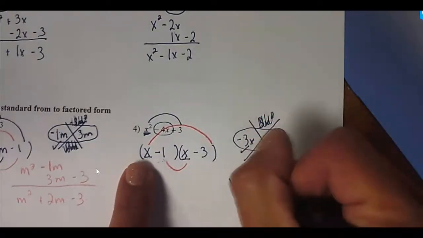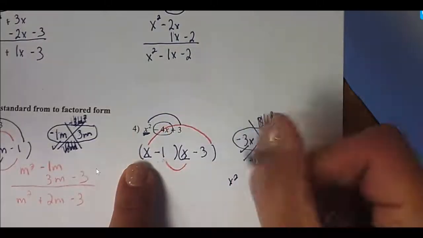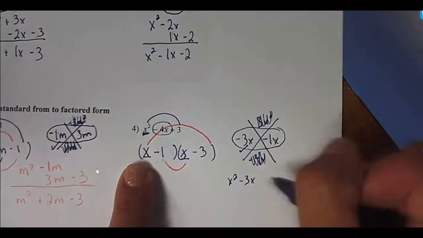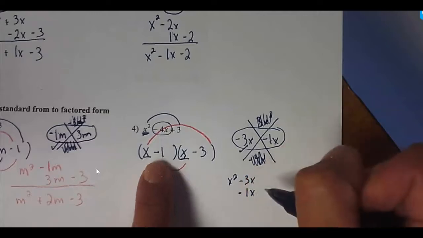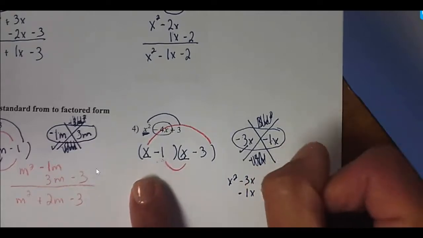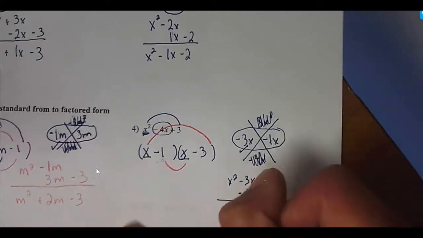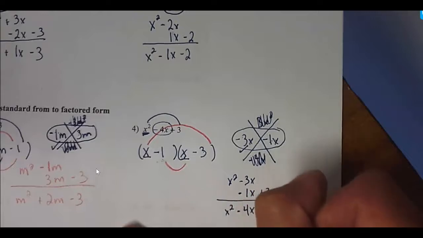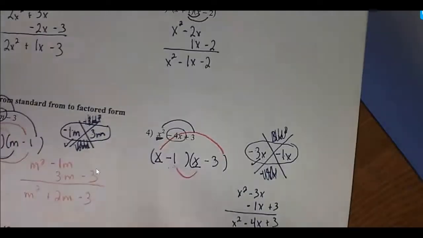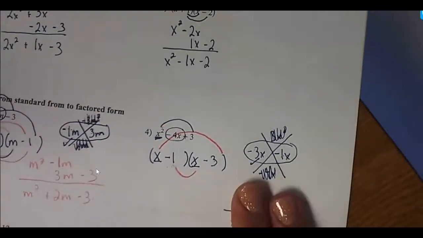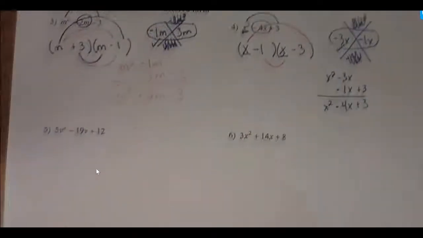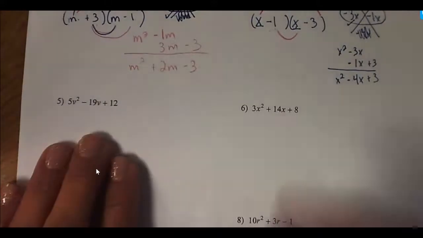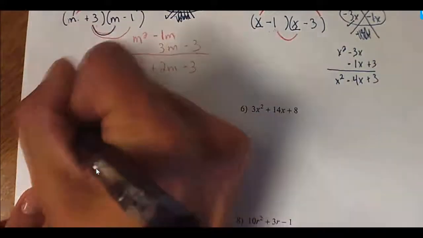So if I took the time and had these neighbors meet, I'll get x squared when these meet. And then when x meets -3, I get a -3x. When -1 meets x, I get a -1x. And then when -1 meets -3, I get a +3. I can clean it up, and I'll see that I get right back to what I started with. So I don't want to be checking this every time. I'm just trying to show you how that works. So we're going to try a few more together, and then I'm going to have you practice a little bit on your own. So here, I want to find the neighbors who met.